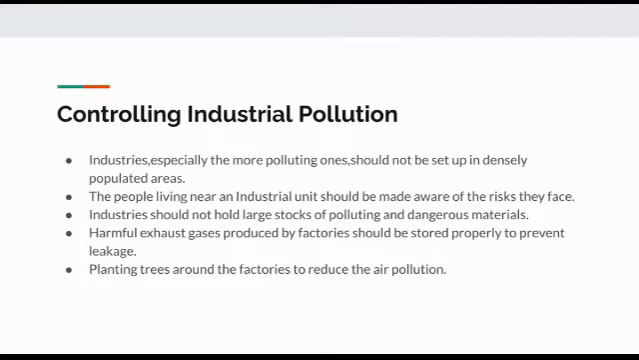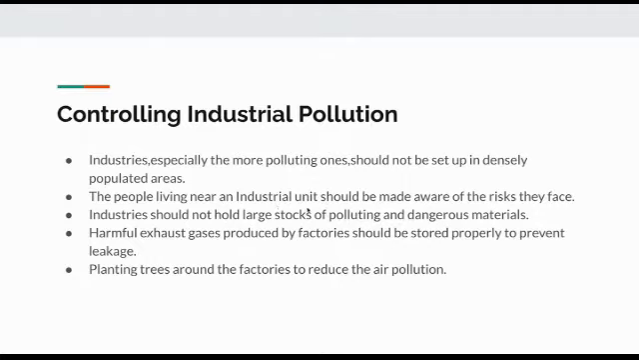Normally in a residential area we cannot see any industries, because the government won't give sanction to start them, because these polluting things will come out from the factories. It will be harmful to human beings. So that is the first way to control industrial pollution: industries, especially the more polluting ones, should not be set up in densely populated areas. And the second one, people living near an industrial unit should be made aware of the risk they face.